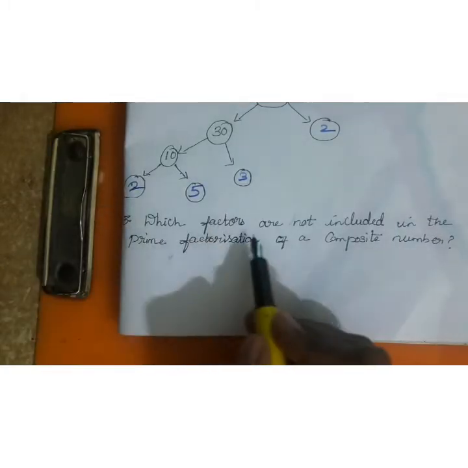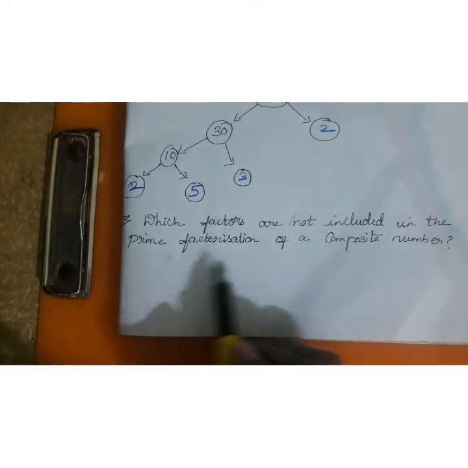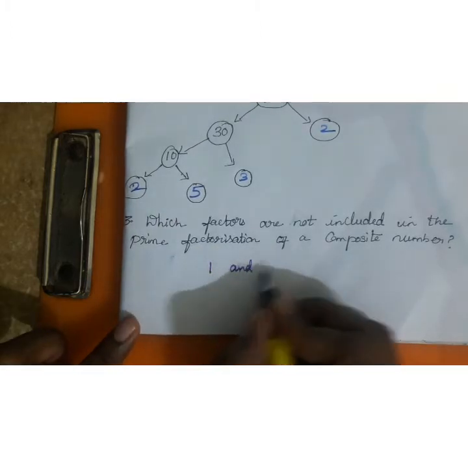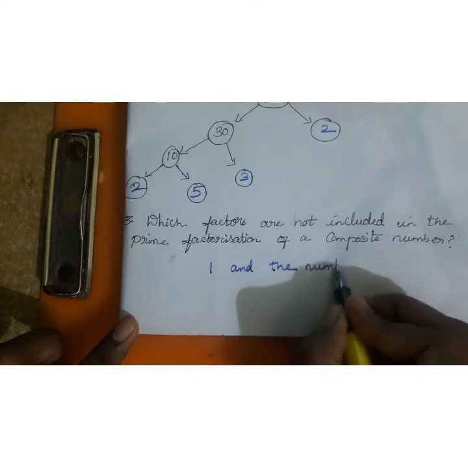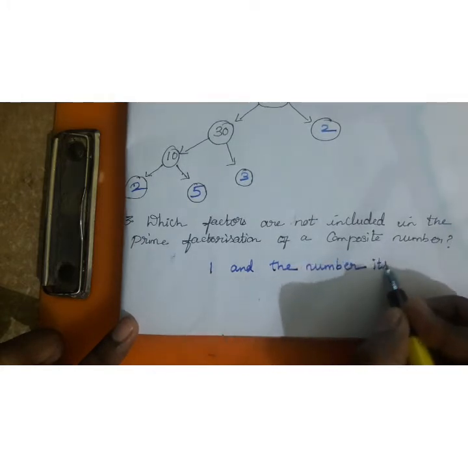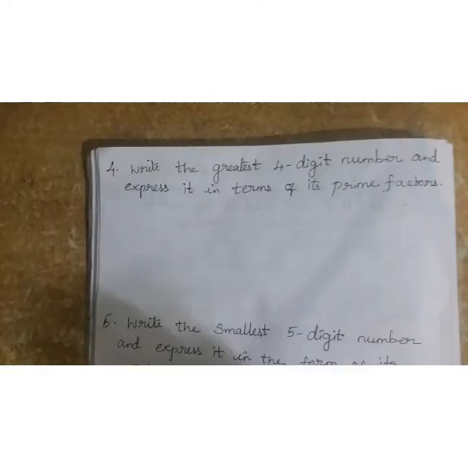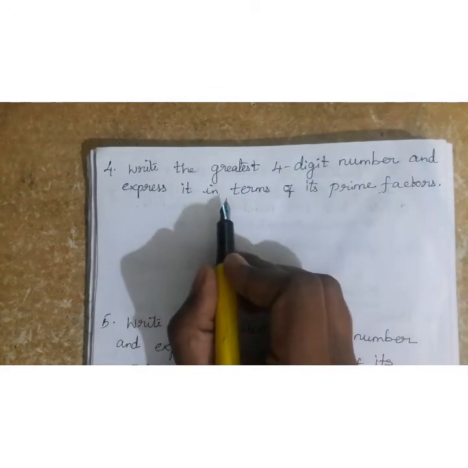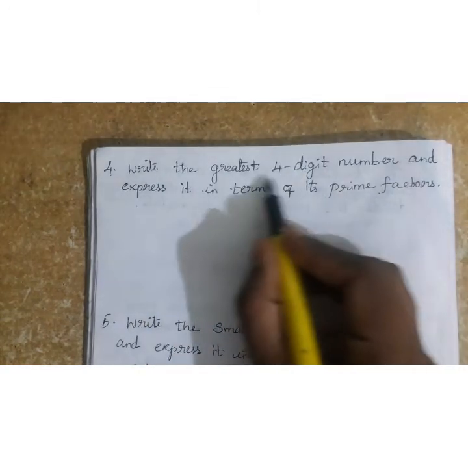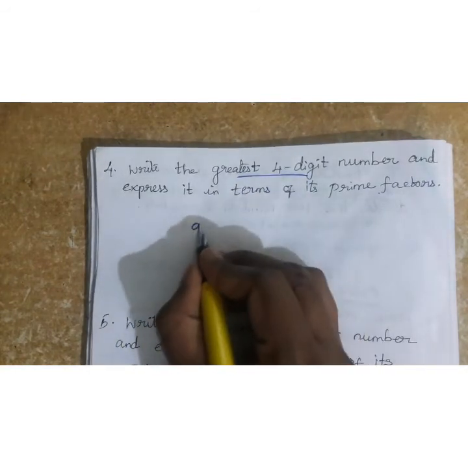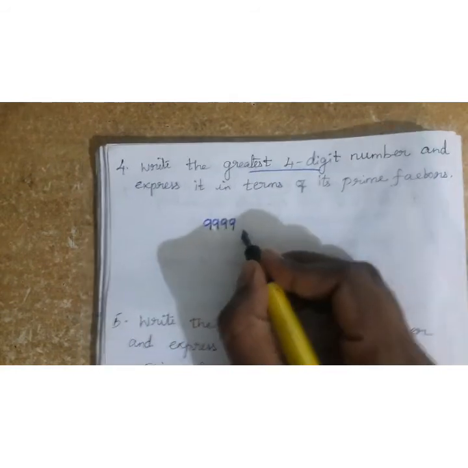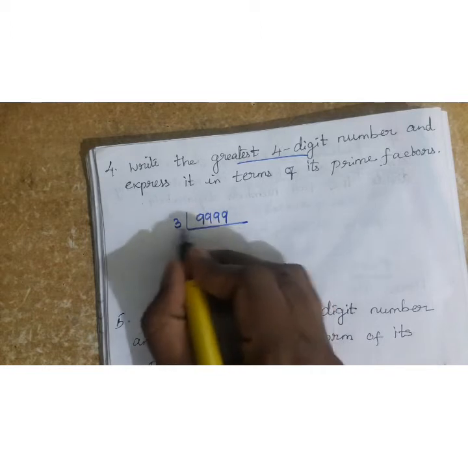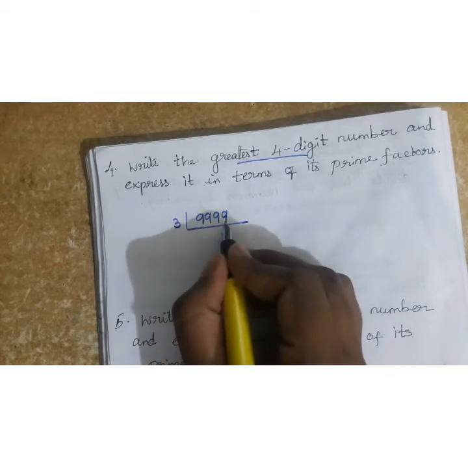Question number 3. Which factors are not included in the prime factorization of a composite number? 1 and the number itself. Question number 4. Write the greatest 4-digit number and express it in terms of its prime factors. So the greatest 4-digit number is 9999.